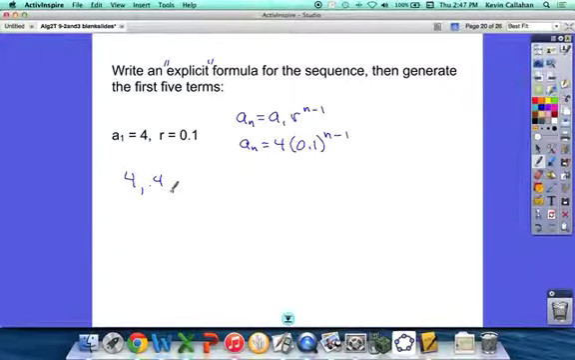0.4. It's like multiplying by 1/10, right? It moves the decimal place over 1. What if you wanted the next term? It'd be 0.04, right? It would just keep moving the decimal place. So every time you multiply by 0.1, it moves the decimal place over 1. You can plug in n equals 2, 3, 4, and 5 and calculate, or you could just keep multiplying until you get it. 0.004, 0.0004. Done. There's your first 5 terms.